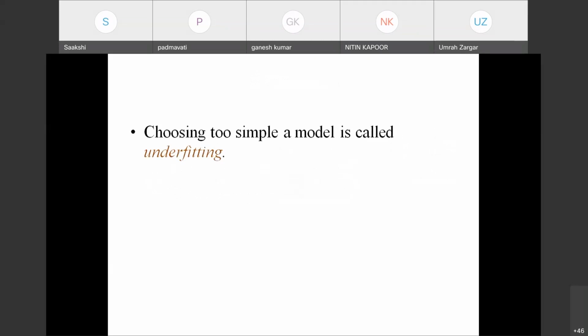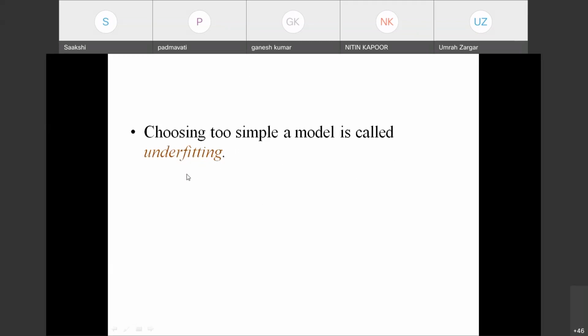Whereas underfitting is, even for training data, my model has not learned properly. That means even for the training data, I am not getting good accuracy. Okay, why does this underfitting happen? Underfitting is happening because I may be choosing the simplest model for building. So for that reason, it is giving the problem.